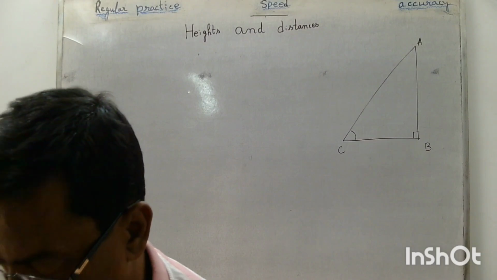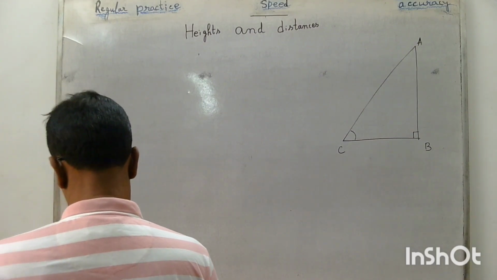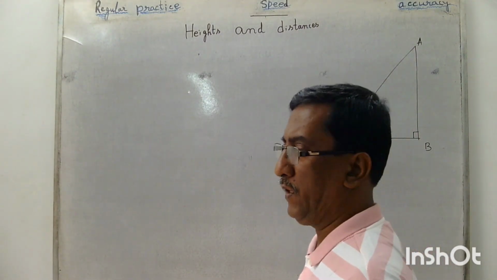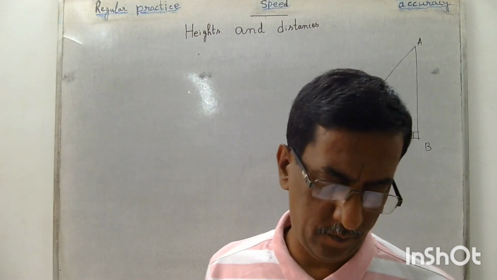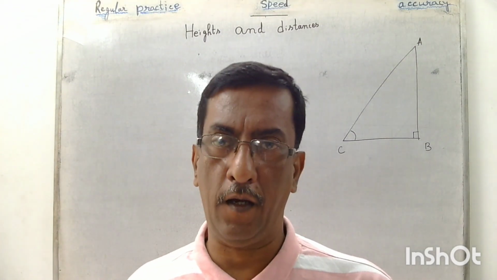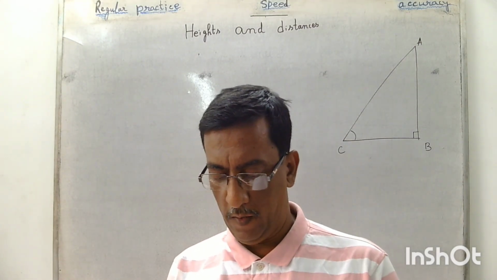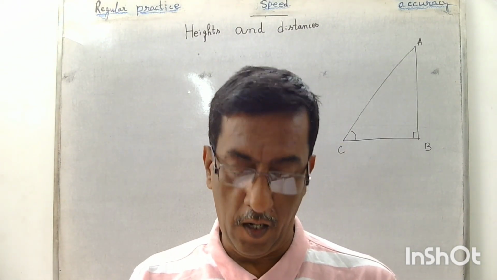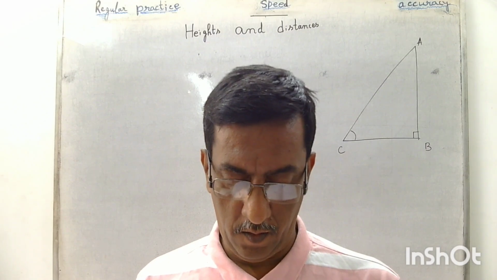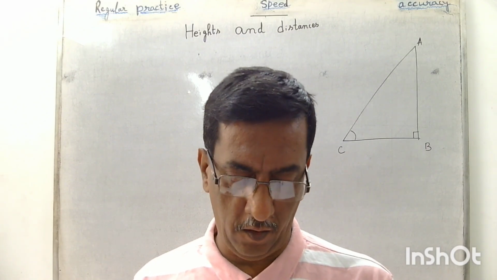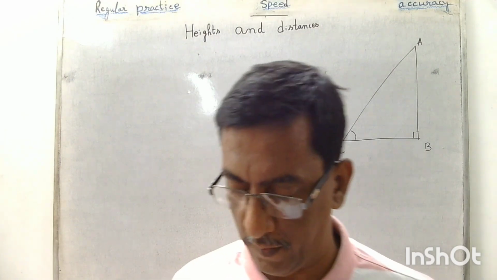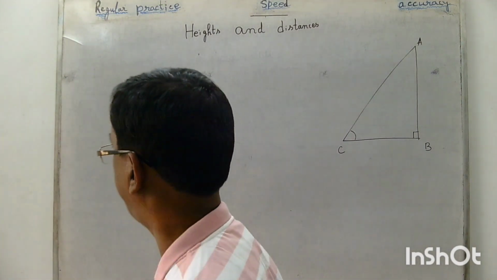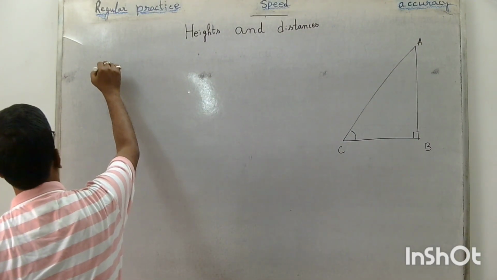Problem 4. Actually I am dictating the problem, it is better to dictate. An electric pole is 10 meter high. A steel wire tied to the top of the pole is affixed at a point on the ground to keep the pole upright. If the wire makes an angle of 45 degrees with the horizontal through the foot of the pole, find the length of the wire. This is problem number 4.